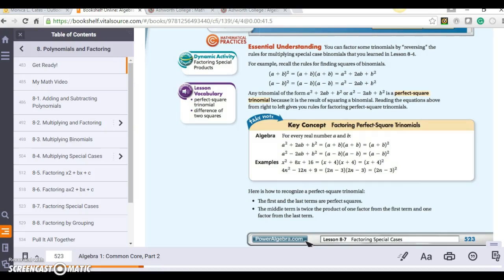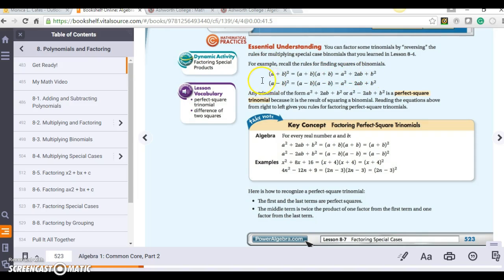Okay, we're looking at lesson 8-7 and it's called factoring special cases. One of the key concepts, first let's start with the essential understanding. It says you can factor some trinomials by reversing the rules for multiplying special case binomials that you learned in 8-4. For example, recall the rules for finding squares of binomials.